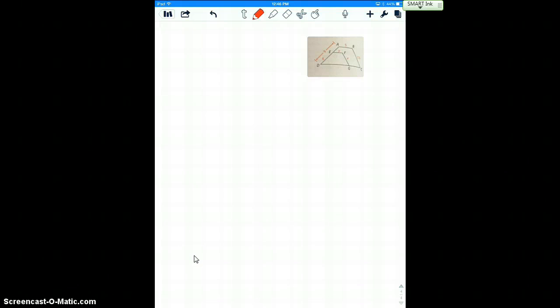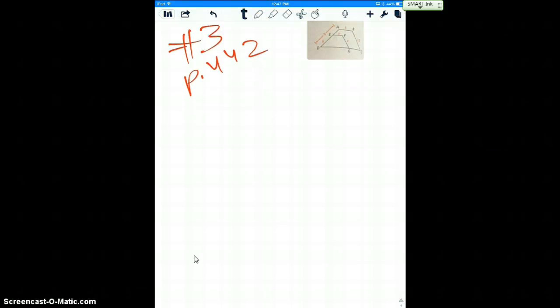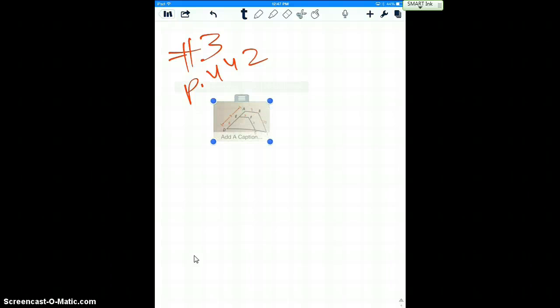All right, starting it off. Got it, problem number 3, and this is on page 442. So you are trying to figure out, I think, the value of y.